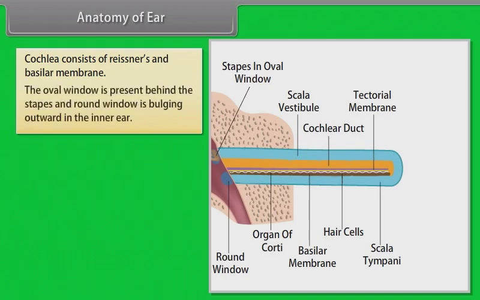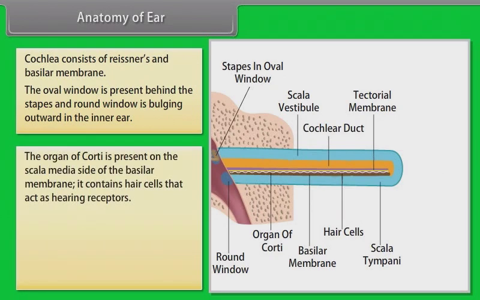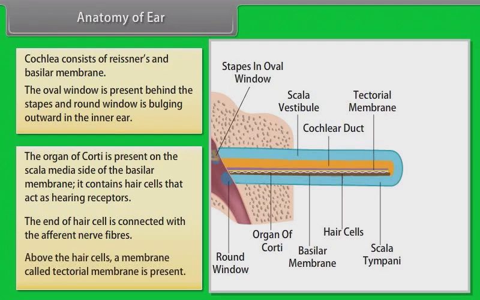The oval window is present behind the stapes, and the round window bulges outwards in the inner ear. The organ of Corti is present on the scala media side of the basilar membrane. It contains hair cells that act as hearing receptors. The end of the hair cell is connected with the afferent nerve fibers. Above the hair cells, a membrane called the tectorial membrane is present.